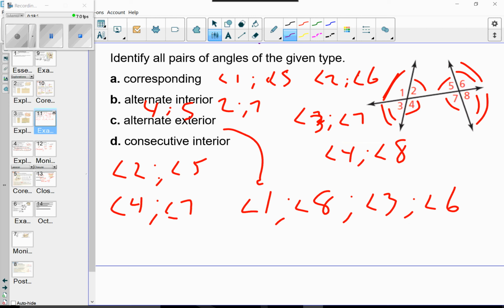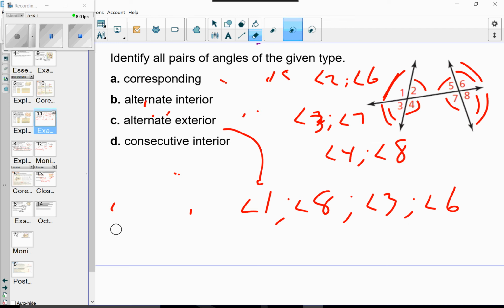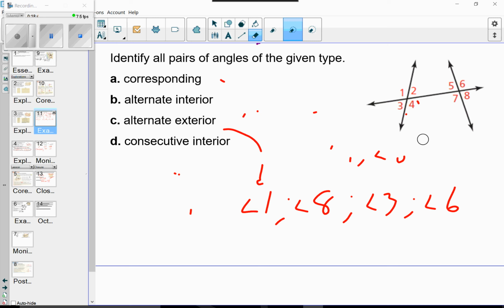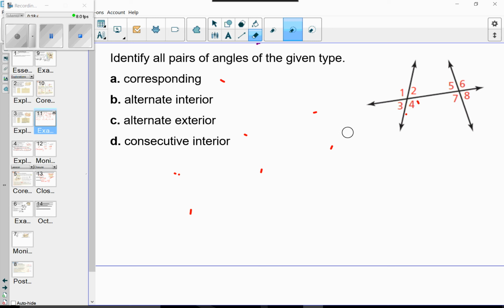So again, let me go back and do some erasing. I want you guys to fill this out and go ahead and hit pause. And I want you to try these on your own. And I want you to list all the pairs of corresponding angles, all the pairs of alternate interior, all the pairs of alternate exterior, and all the pairs of consecutive interior. So go ahead and hit pause and try these.